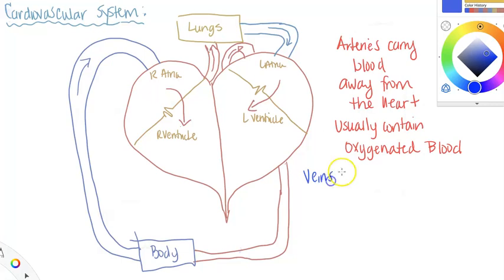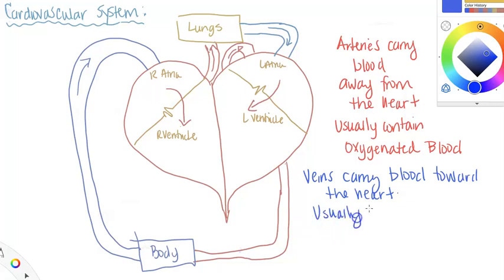Veins always carry blood toward the heart. And they usually contain deoxygenated blood.